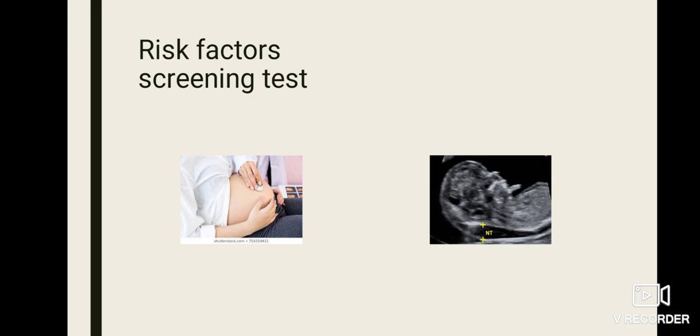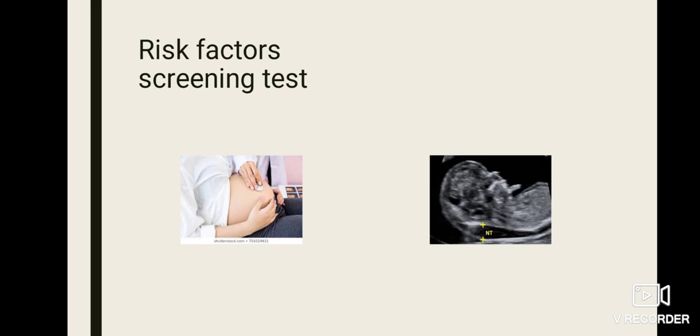Next we are moving to risk factors. Usually the risk factor is maternal age. If the maternal age is less than 20 or greater than 35, there will be an increased risk for Down syndrome. And there are some screening tests for Down syndrome.